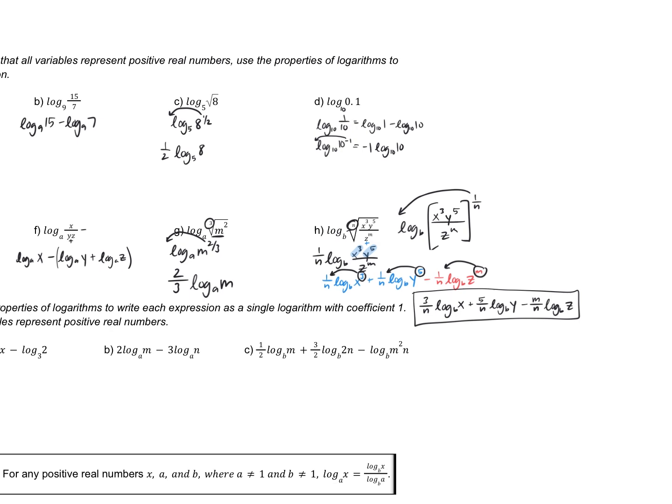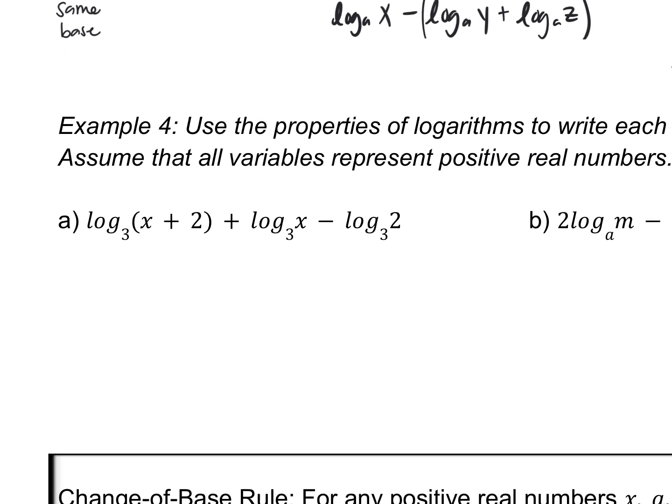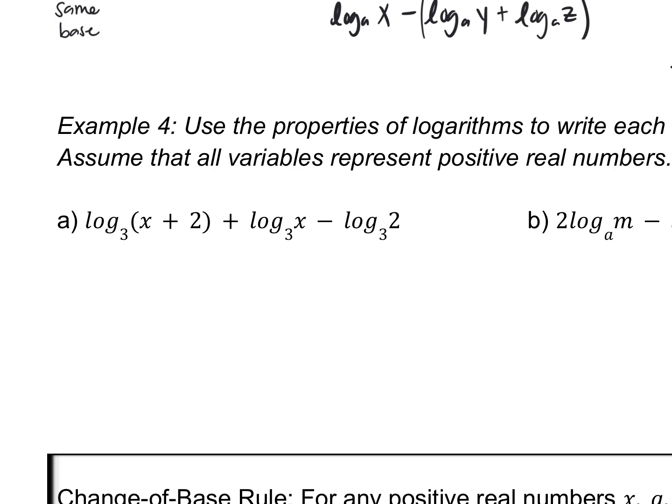Cool. Next example, we are using properties to write it as a single log. So it's expanded. We want to write it all together, so we're going in reverse, okay? I've got all the same bases here. Now I'm just going to look at what sign is happening and change that depending on my rule. If I am adding things with the same base, what operation am I doing? Multiplication. I like to put a little multiplication symbol there so I don't forget. I am multiplying the quantity x plus 2 times x.